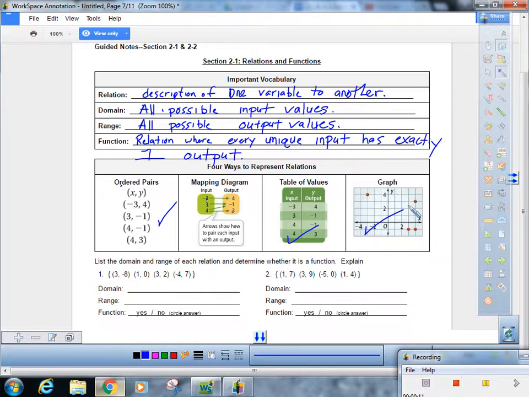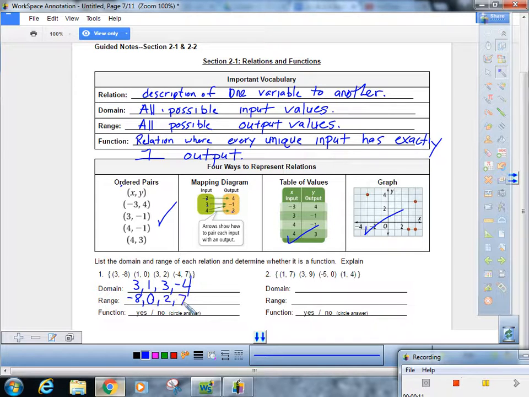The domain, all the input values, 3, 1, 3, and -4. The range, -8, 0, 2, and 7. I get confused between the commas.